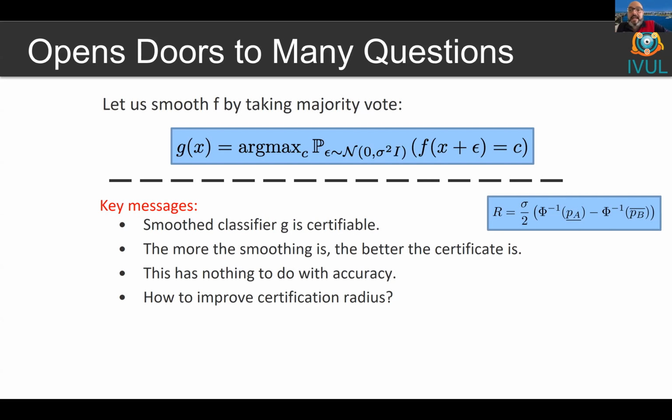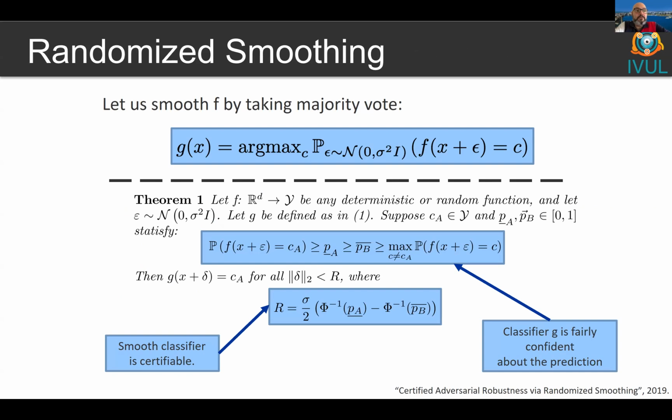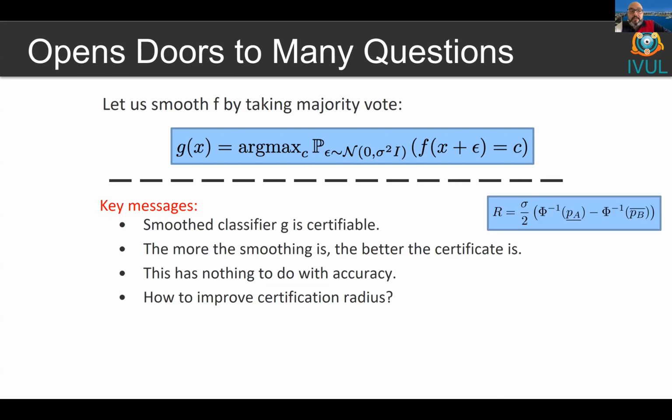This radius that you have here has nothing to do with accuracy. Because remember that CA that we saw before, the class that is the majority vote, nobody told you that this is the correct class. It could be a wrong class. It is the majority vote class for sure, but it's the wrong class. So this radius certifies that there's no adversary in the region that flips your prediction, but your prediction could be originally wrong.